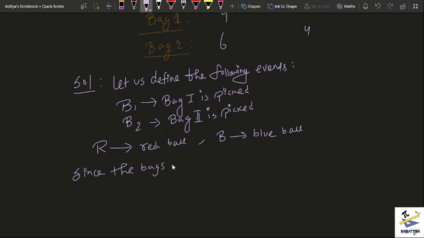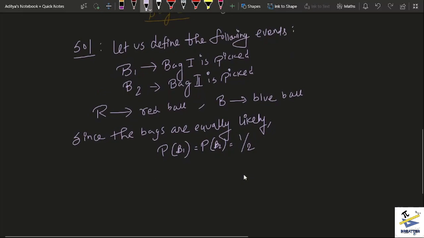Similarly in this case, since the bags are equally likely, we know that probability of B1 is equal to probability of B2 is equal to 1 by 2. Both of them are equal to 1 by 2. Now we also need to find the probability that a red ball was picked given that it was from bag 1.